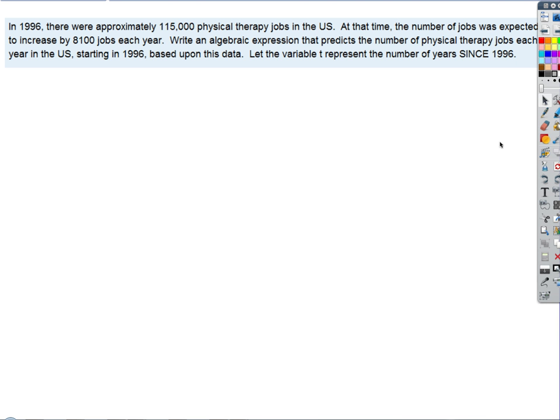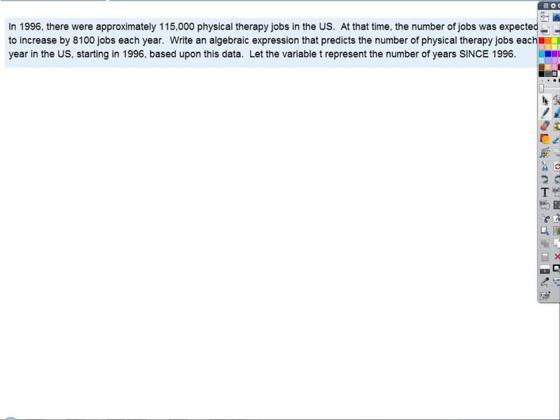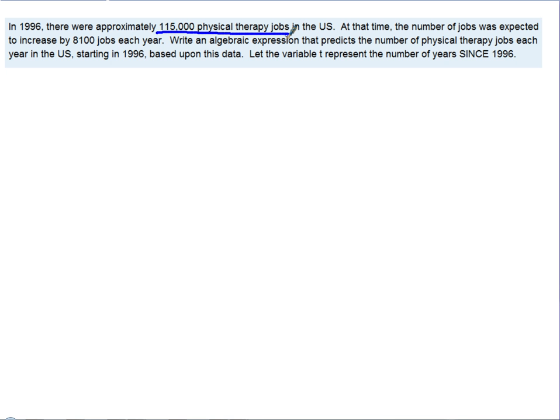So it says here, in 1996, there were approximately 115,000 physical therapy jobs. Let's underline some key stuff here. 115,000 physical therapy jobs. At that time, the number of jobs was expected to increase by 8,100 jobs each year. Write an algebra expression that predicts the number of physical therapy jobs. So it's going to look like this: number of jobs equals, each year starting in 1996 based on the data. Let the variable t represent the number of years since 1996.